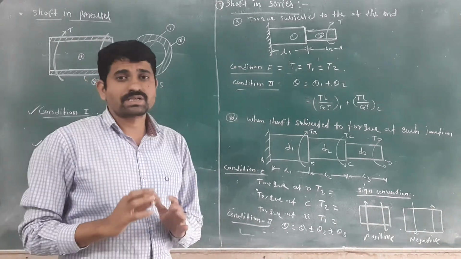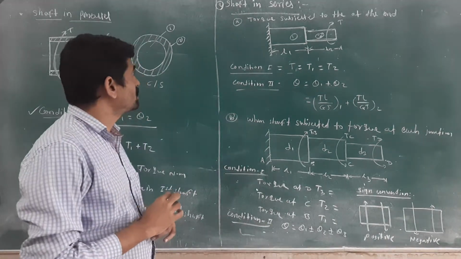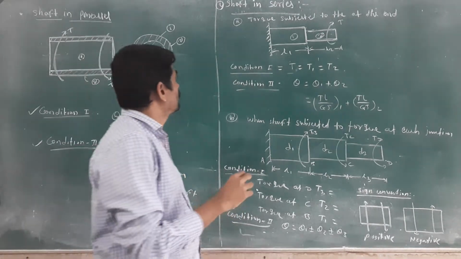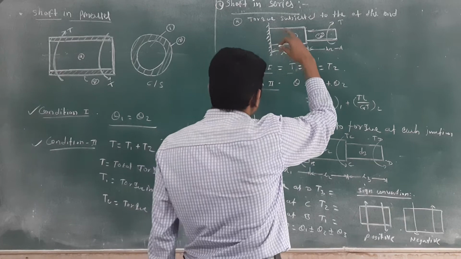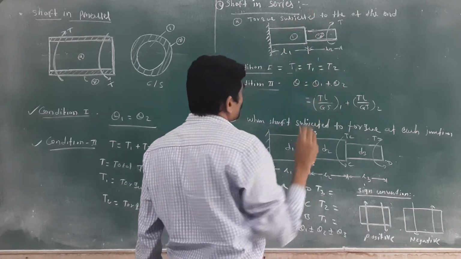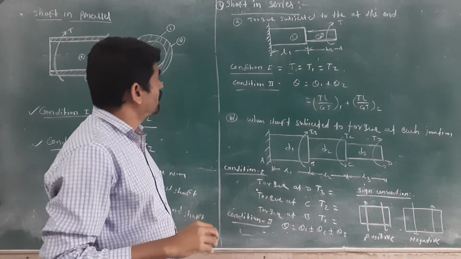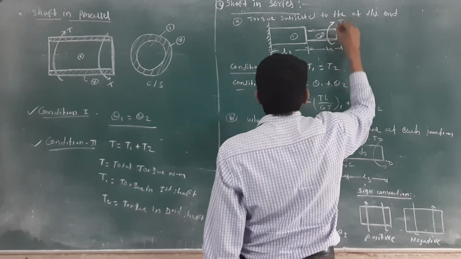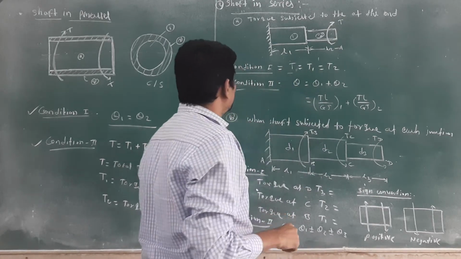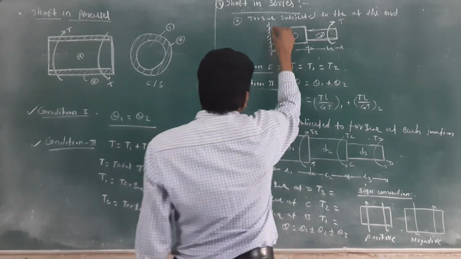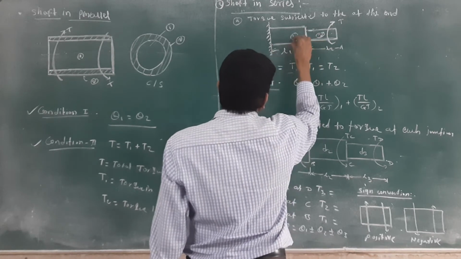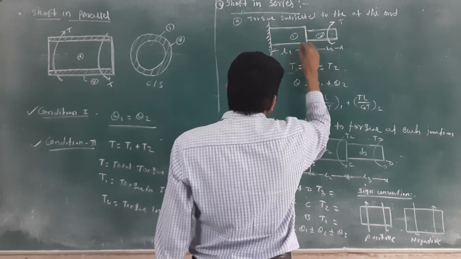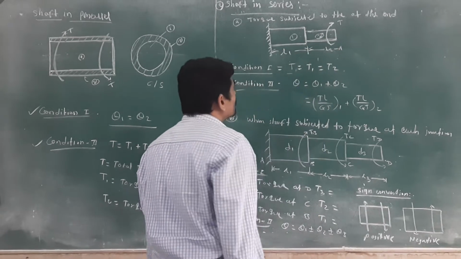Okay, there are two conditions given for shaft in series. The first condition is when the shaft is subjected to the torque at the end of the given shaft. See here, in this figure I have considered two shafts connected to each other lengthwise. This is the first shaft and this is the second shaft. L1 is the length of the first shaft, and L2 is the length of the second shaft.